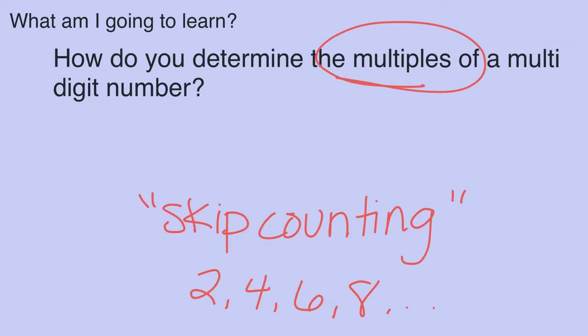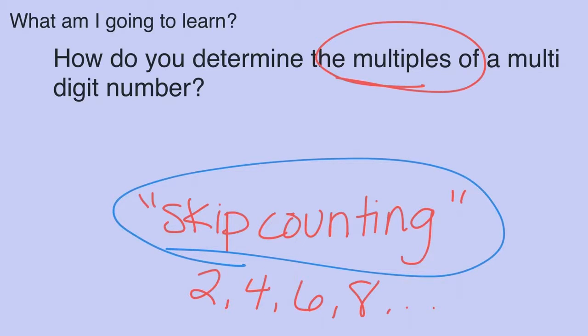So without further ado, let's get right to the question here. What we're going to do is work together to answer this question: how do you determine the multiples of a multi-digit number? Now, multiples are pretty hard to explain, but they're fairly straightforward. You know multiples as skip counting. 2, 4, 6, 8, who do we appreciate? Mr. Wilson. But all kidding aside, these are multiples. So 2 and 4 and 6 and 8, you're skip counting. You're adding 2 to each number in the sequence.